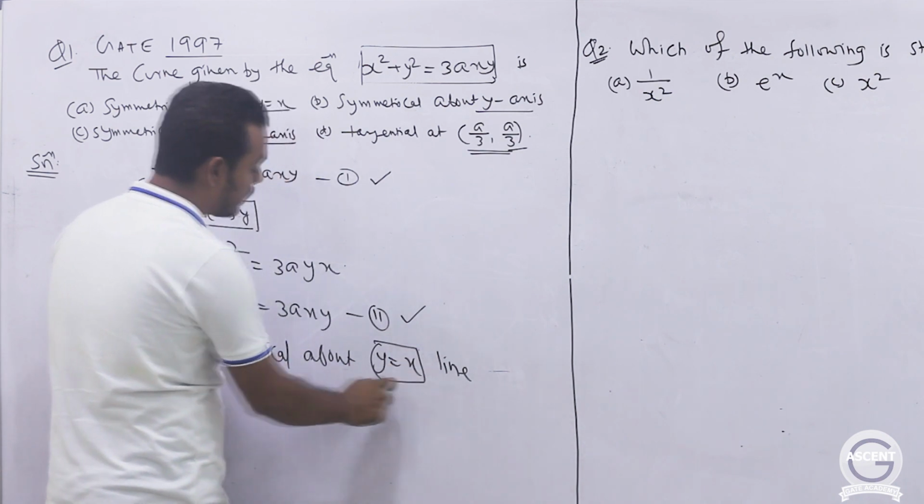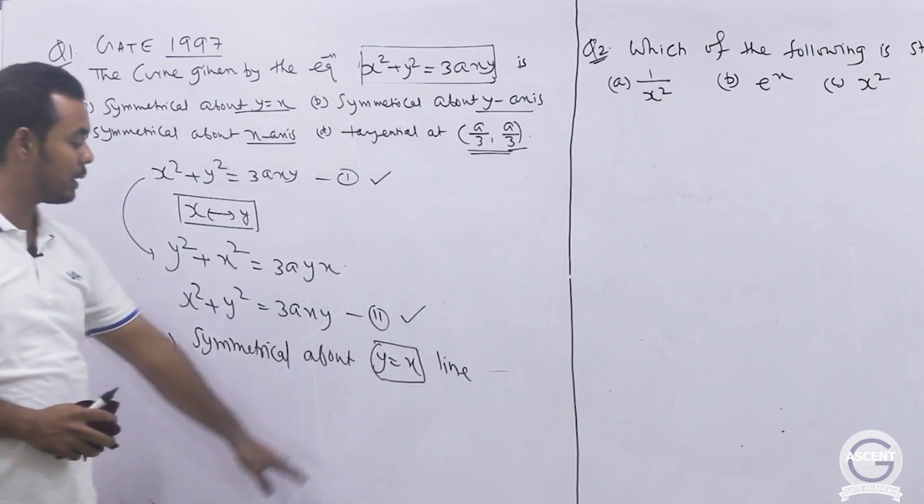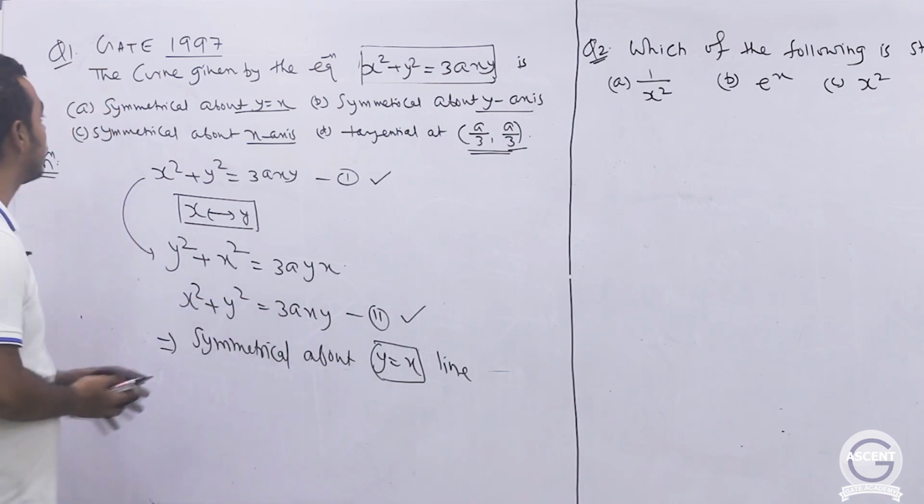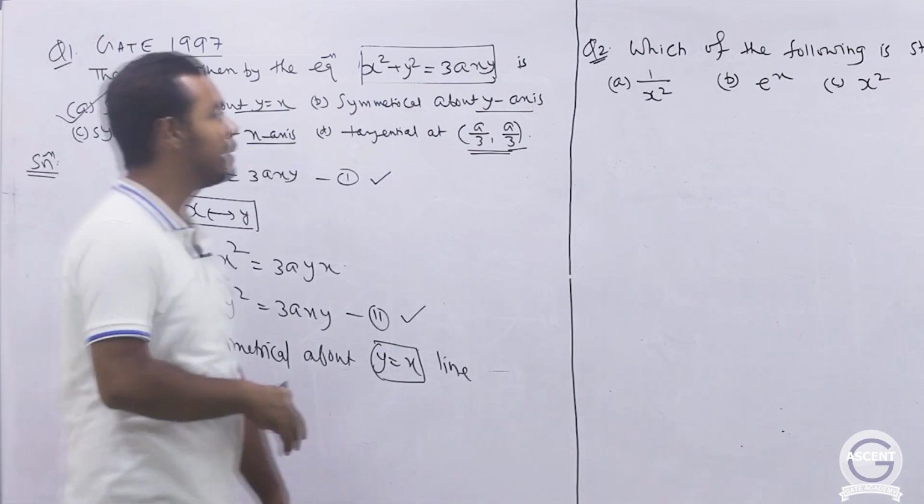This was our third general point, that if you interchange x and y and you get the same equation, then the graph will be symmetrical about the y equals x line. So here the correct answer is option A. Okay, so this was a very easy problem.